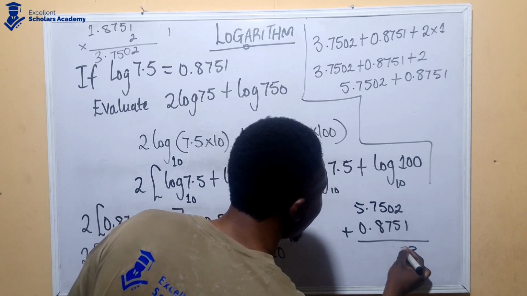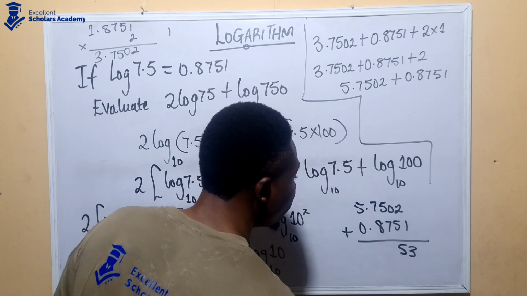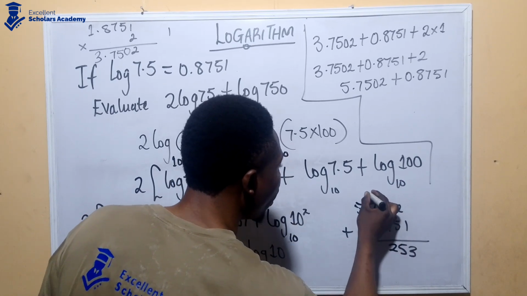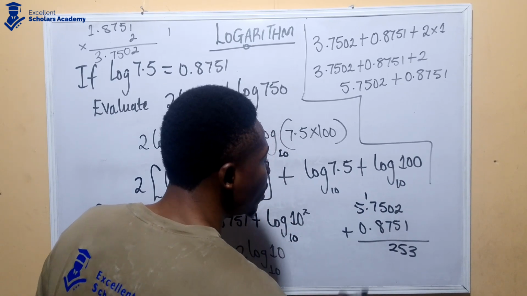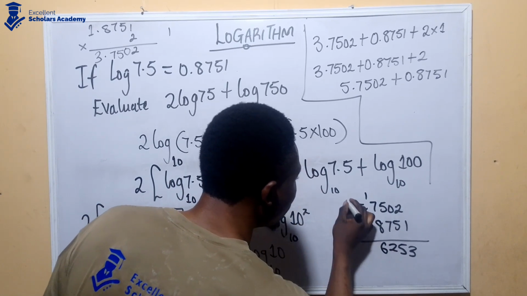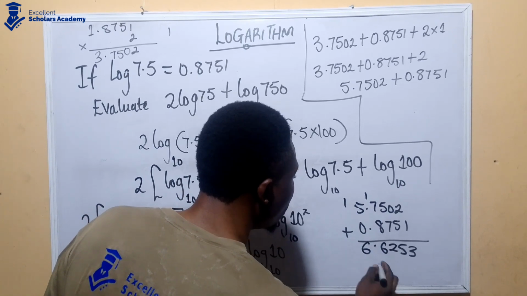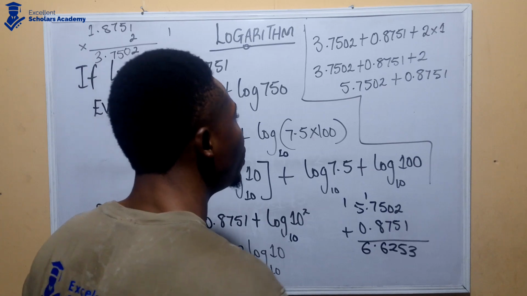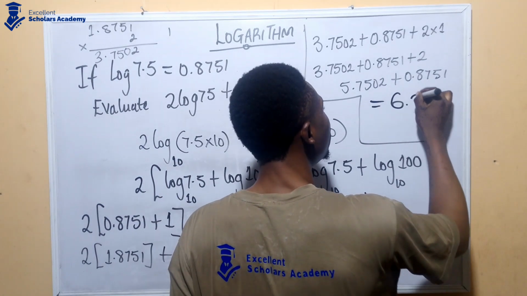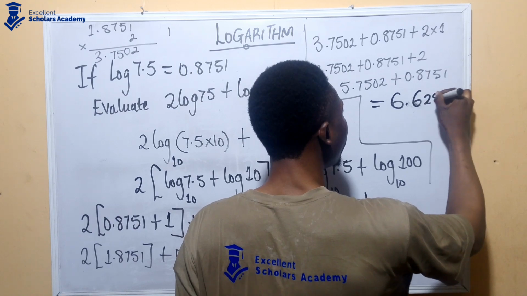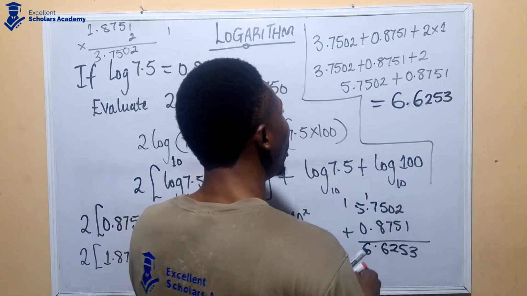0 plus 5 gives us 5. 5 plus 7 gives us 12, so 2, we carry 1. 1 plus 7 is 8, 8 plus 8 is 16, so 6 carry 1. You put your decimal. 1 plus 5 plus 0 gives us 6. So this is going to be 6.6253. This is going to be our answer for this question.